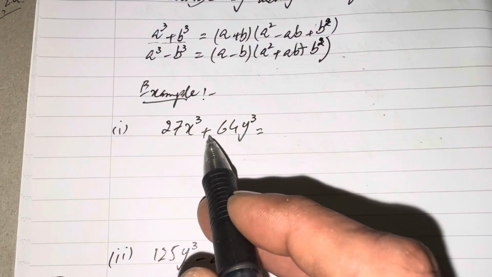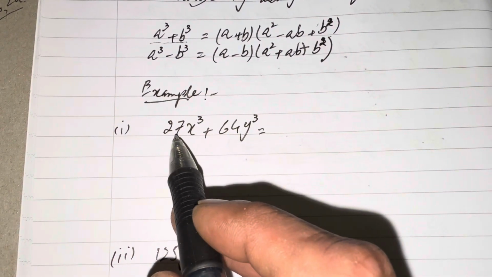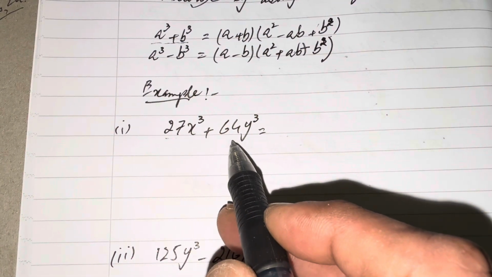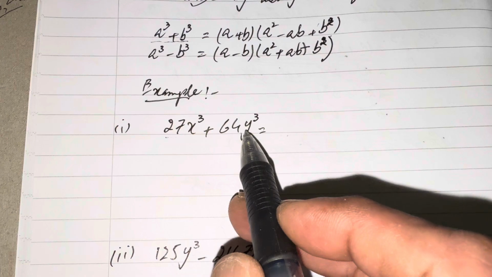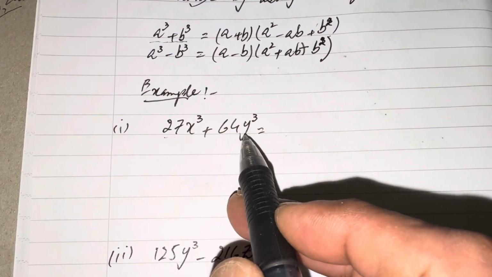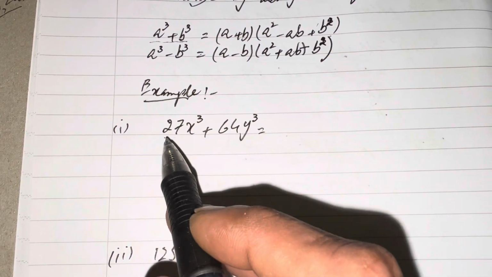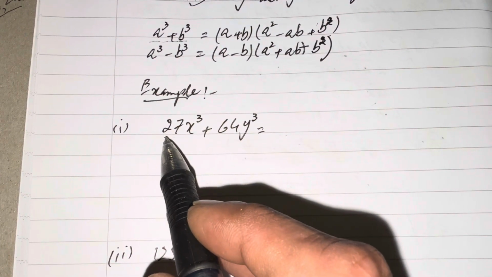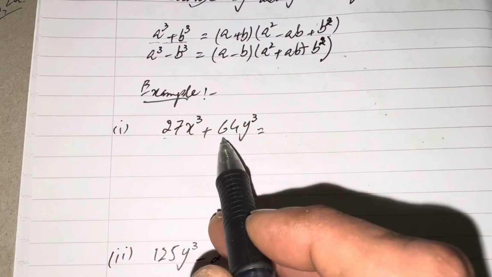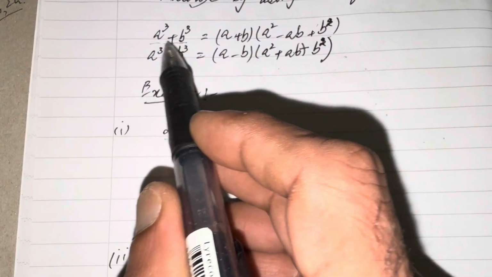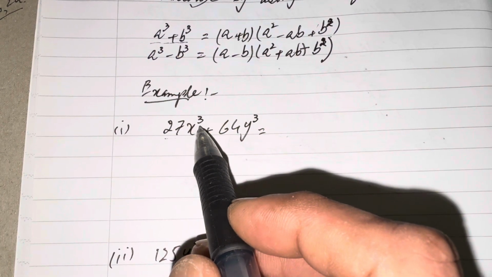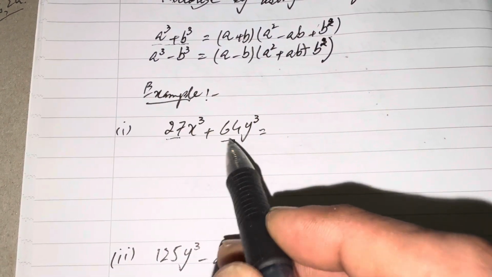So if you can see in this example that there are two terms, one is 27x cube and one is 64y cube. So there are two variables, x cube and y cube, x and y in cubic form, and the coefficients are 27 and 64. So if you compare this example with this formula, you can see that the variables are in cubic form, but the coefficients are not in the cubic form.